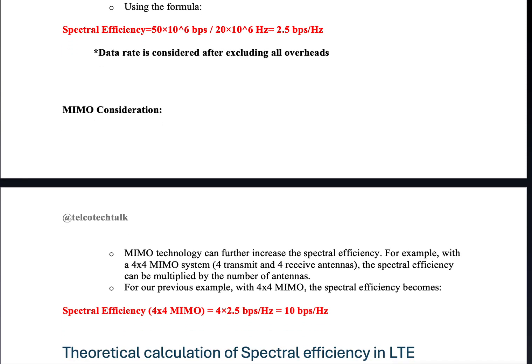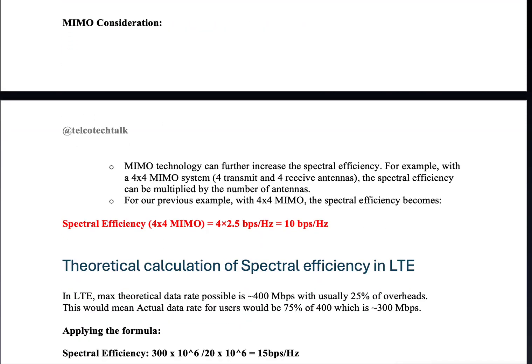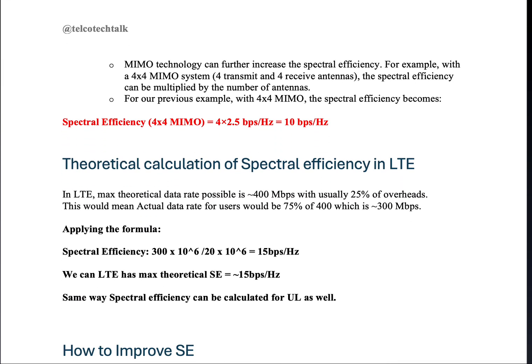But theoretically, how we calculate spectral efficiency and how we increase spectral efficiency, we'll get into details of that. For the theoretical calculation of spectral efficiency in LTE, the maximum theoretical data rate possible with 4 cross 4 is around 400 Mbps. As you can read through different sources, 25% are the overheads, which means the actual data rate for the user would be 75%, approximately 300 Mbps. This is not exactly 400, it comes down to around 391 something.